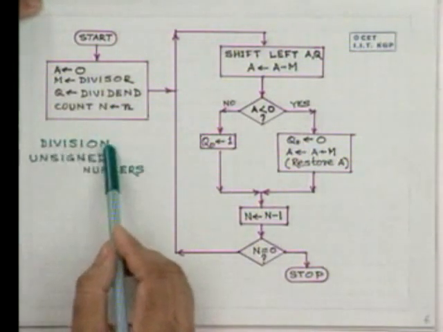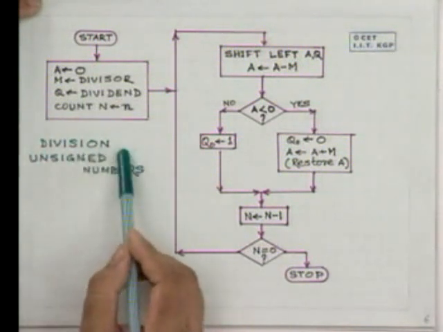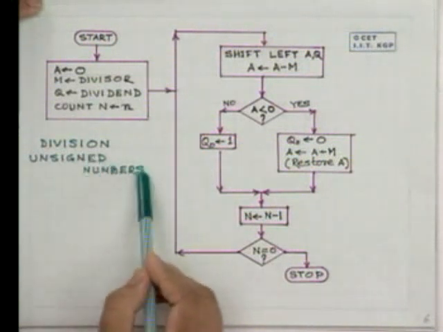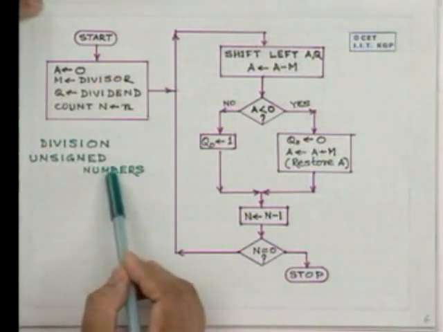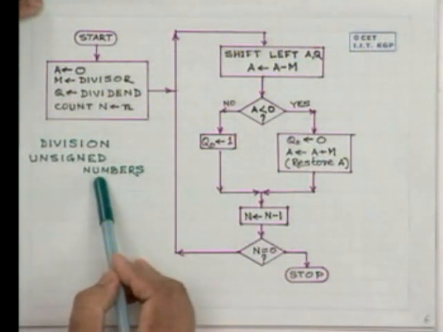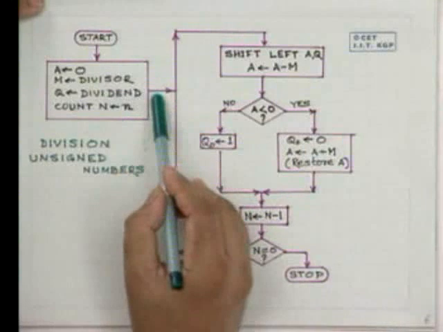Now, we'll first discuss division of unsigned numbers. When I say unsigned numbers, that can be used also for sign magnitude representation. In the case of a sign magnitude representation, we will have to first strip off the sign bits, make them unsigned numbers, do the division, and then properly assign the sign bit to the result, that means the quotient, as well as to the remainder. Now, let's come to the algorithm.